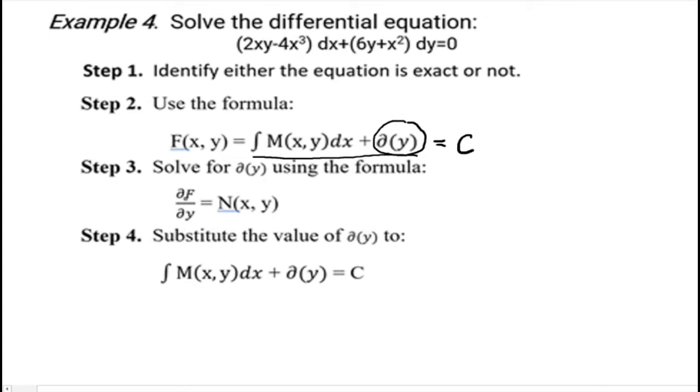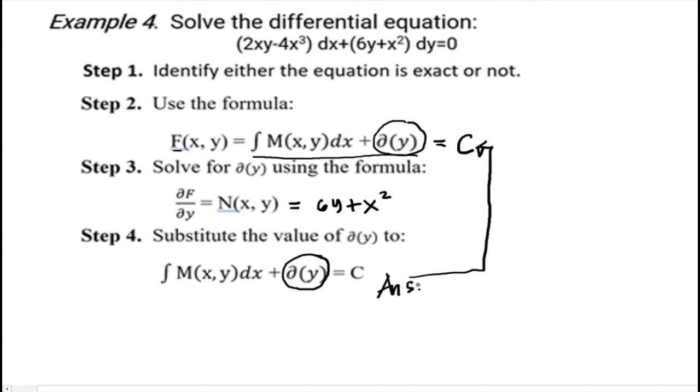Step 3, we are going to get the partial derivative of the function f with respect to y, and it should be equated now to our N. In the given problem, our N is 6y plus x squared. And then we can get the value of the function of y. And the function of y shall be substituted into this equation. Actually, this equation is just from step 2. And this is now your final answer.